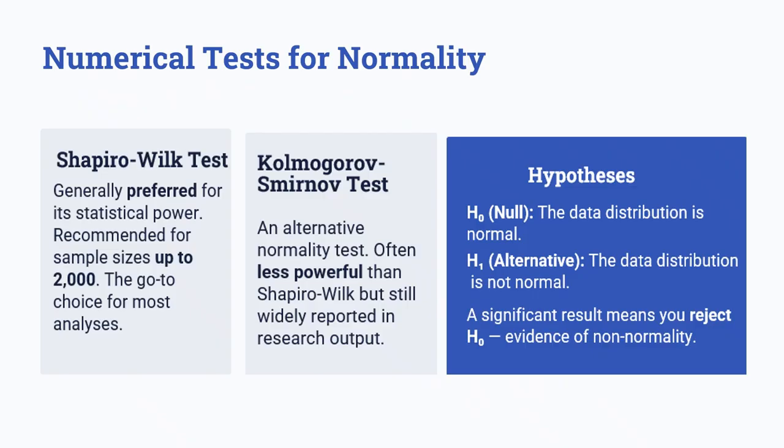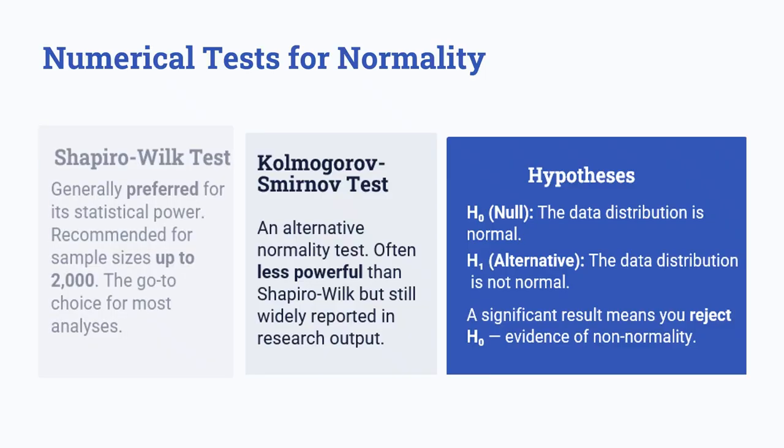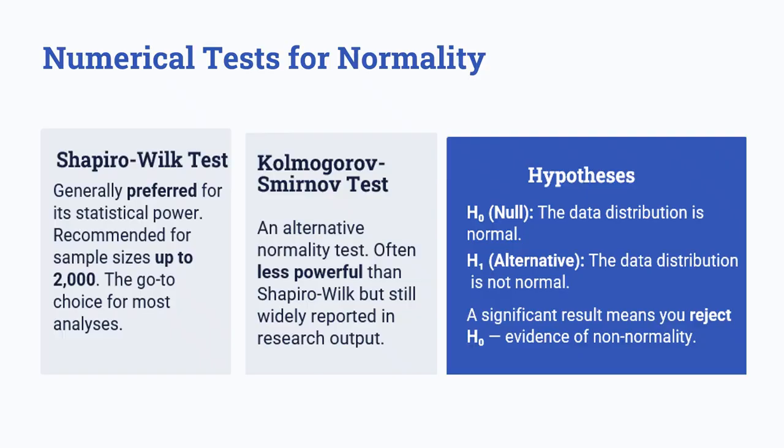After visualizing your data, the next step is to run numerical tests for normality. These tests provide statistical evidence to confirm whether your data follows a normal distribution. The most widely used is the Shapiro-Wilk test. It's generally preferred because of its strong statistical power and is recommended for sample sizes up to about 2,000. For most analyses, this is the go-to choice.